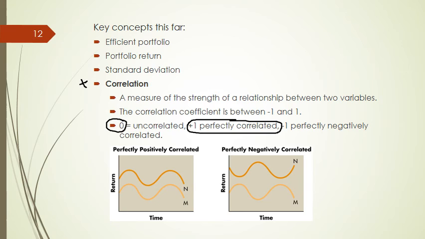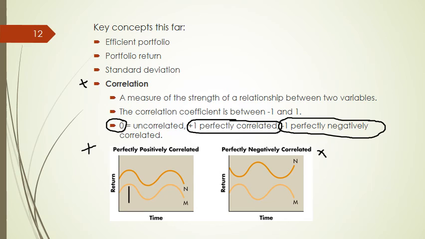What is perfectly positive correlation? This is a relationship where both variables move together. Then we have a perfectly negative correlation, represented by a correlation coefficient of minus 1. What this means is that two variables move completely in opposite directions. Below, on these diagrams, you can see an example of a relationship where two assets are perfectly positively correlated, and a relationship where two assets, namely assets N and M, are perfectly negatively correlated. Let's start with perfectly positively correlated assets.